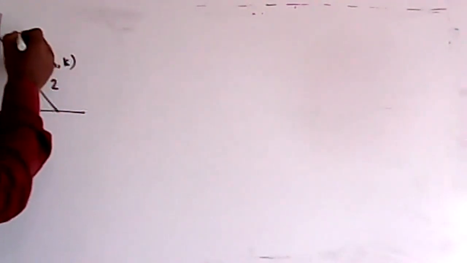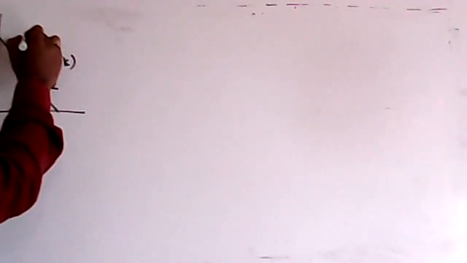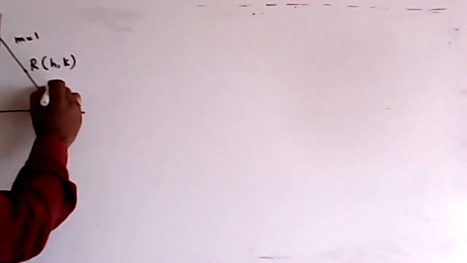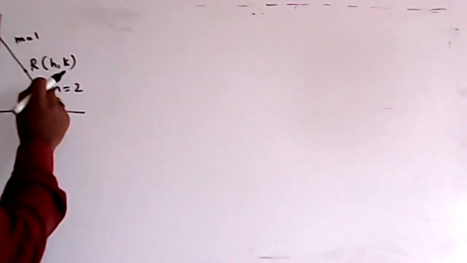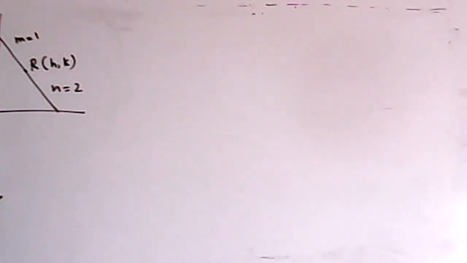So in the ratio 1 is to 2, it is dividing this line in the ratio 1 is to 2. If you call this m is equal to 1, then n is equal to 2, in the ratio m is to n. Find the equation of the line. Then how will we do it now?